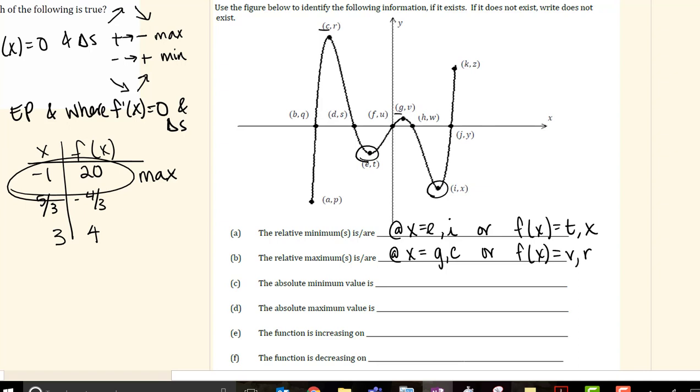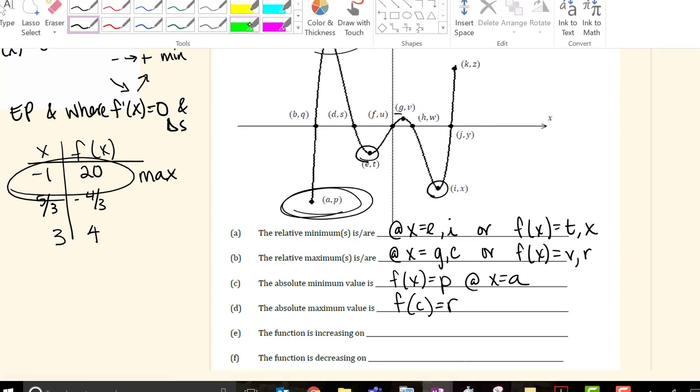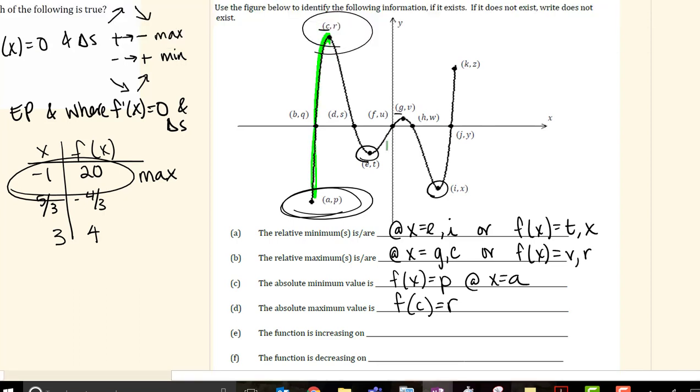The absolute, so that's talking about the absolute lowest that we go. The lowest value is going to be this point AP. So f of x equals p at x equals a. The absolute maximum value, the highest my function goes, is this point CR. So f of c equals r. The function is increasing, so remember we're looking for all of our increasing intervals. Just going to highlight all of these. And then conversely, I'll get all those decreasing intervals as well.